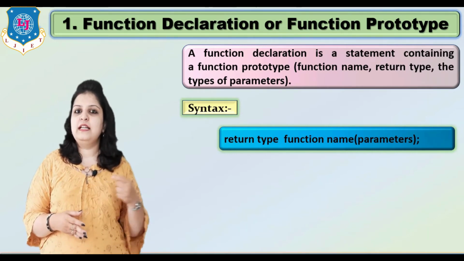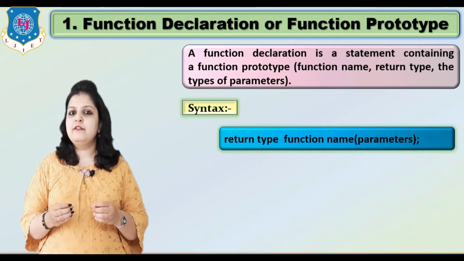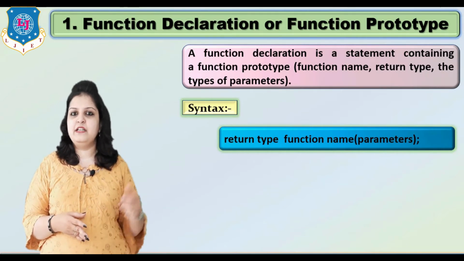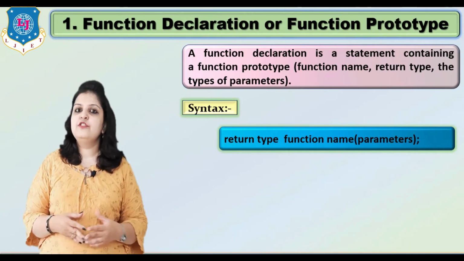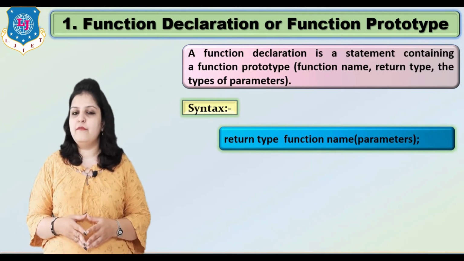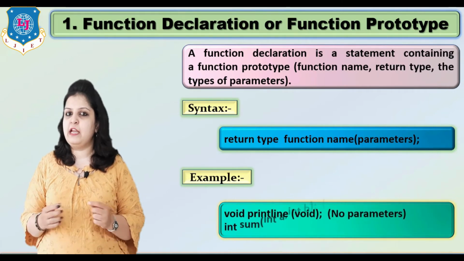So this is the syntax of our function declaration. And when you have to simply print something in the definition, then parameters are not required. So just to see an example of declaration, how we can declare our function. Our first function is void println in bracket void.